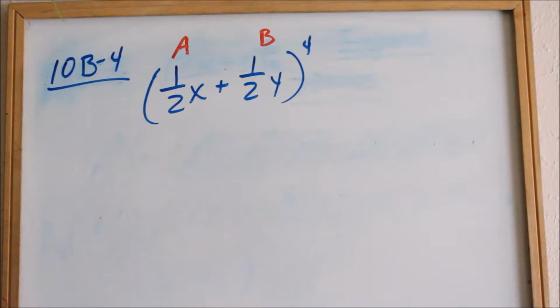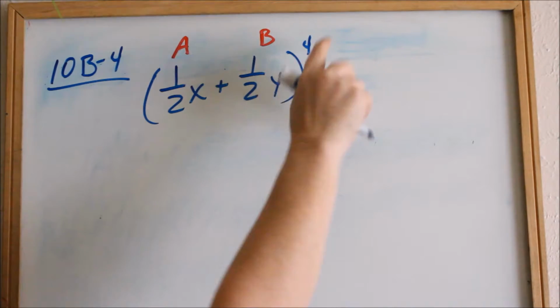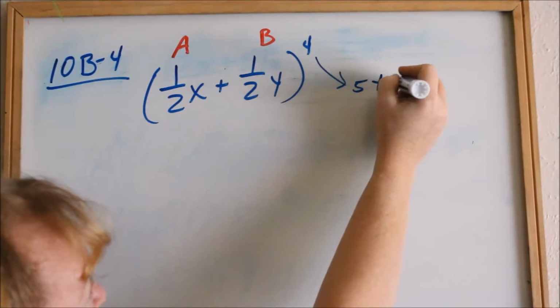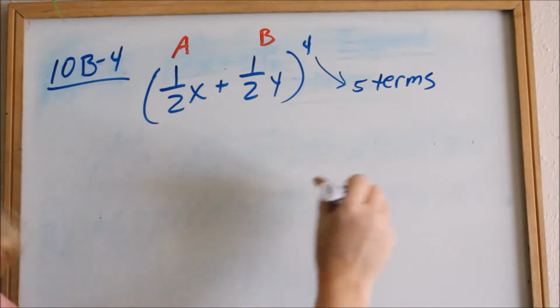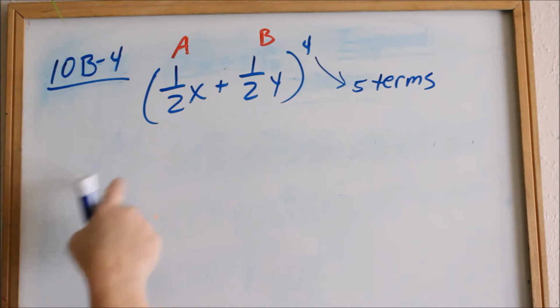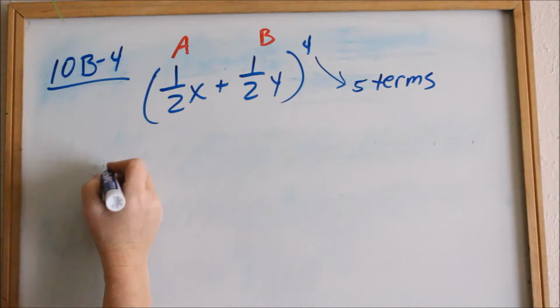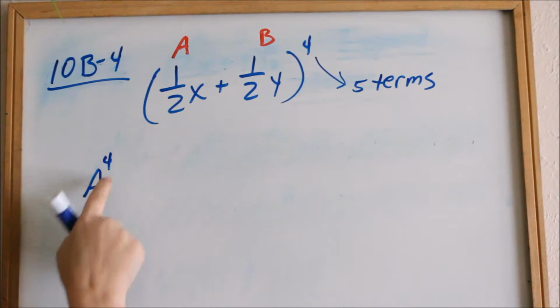So let's write out our formula. Because this is a 4, we should have 5 terms. 5 will be one more than your highest exponent. Our highest exponent when we start writing this out is a 4 because we're raising to the 4th power. So when we write out A, our highest A will be to the 4th.